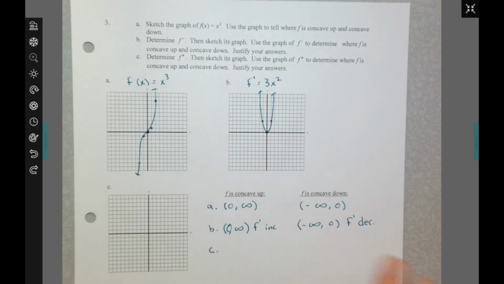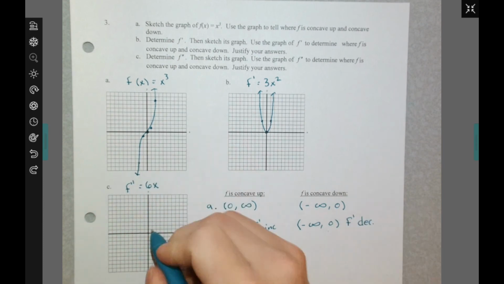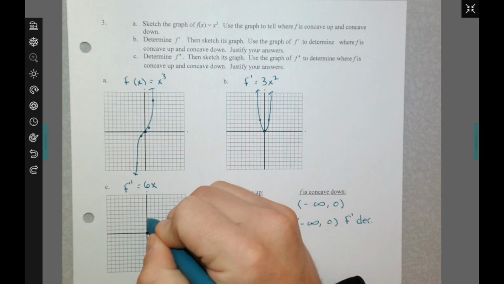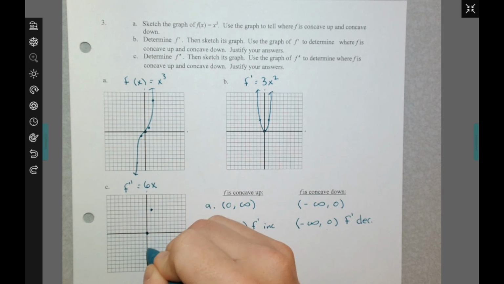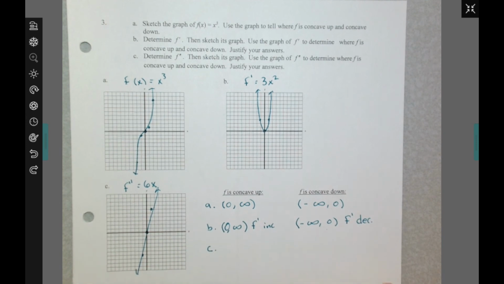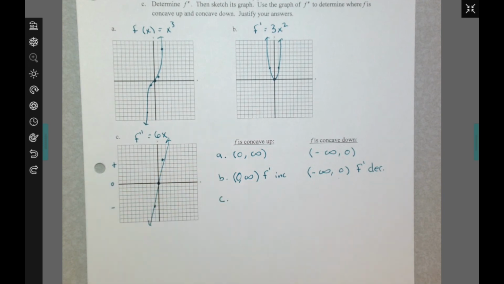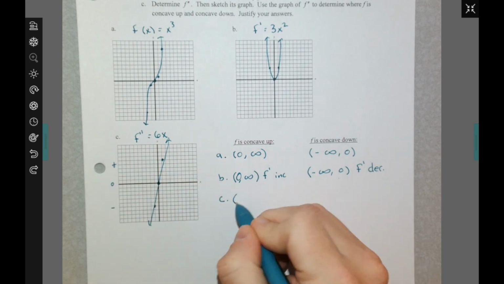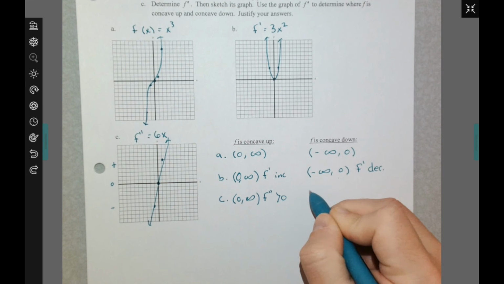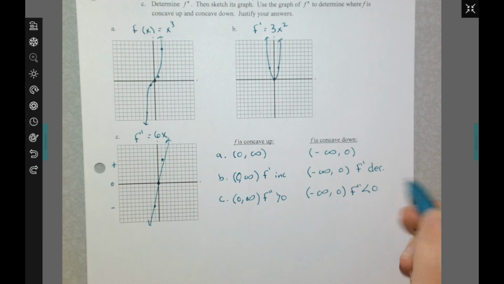Okay, last one we're going to look at is going to be the second derivative. So you got f double prime equals 6x. So that's just linear through the origin. And we're going up 1, 2, 3, 4, 5, 6. And then we're going down 1, 2, 3, 4, 5, 6. There we go. Okay, so remember for the second derivative, that's where we're looking positive, 0, negative. So it is concave up from 0 to infinity because our second derivative is positive. It's concave down from negative infinity to 0 because our second derivative is negative.